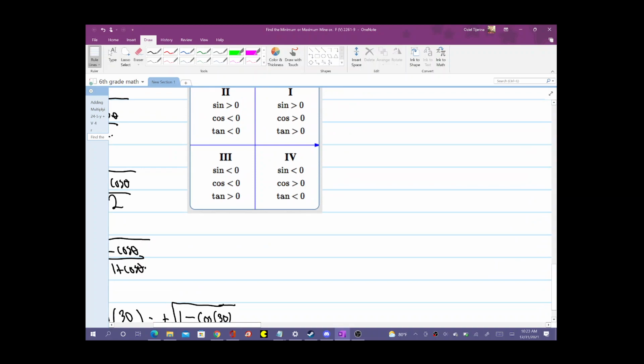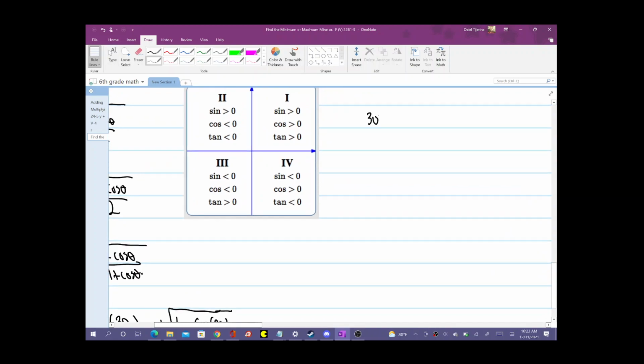So 30 degrees is equal to 30 pi over 180, which is pi over 6. It corresponds to the coordinate square root of 3 over 2 comma 1/2. This is why you have to know your unit circle, guys. It's really important that you know it.